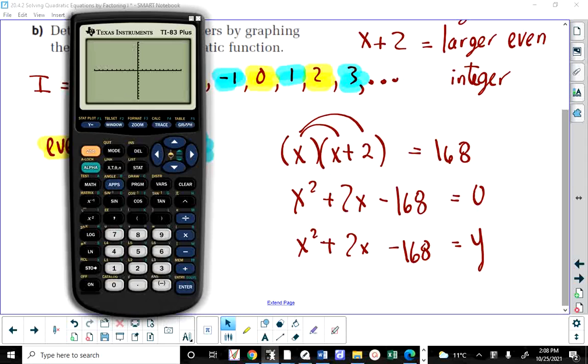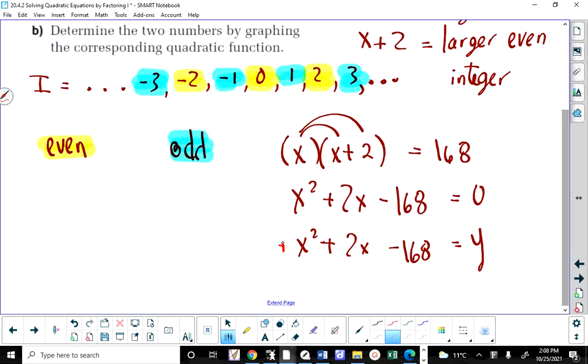I don't see anything. No, but I can use my knowledge of quadratic functions in that I know since this is positive x squared, this is a parabola that opens up. I know that the y-intercept is negative 168. So it goes through the y-axis down at negative 168. Maybe that's where I should start exploring things.